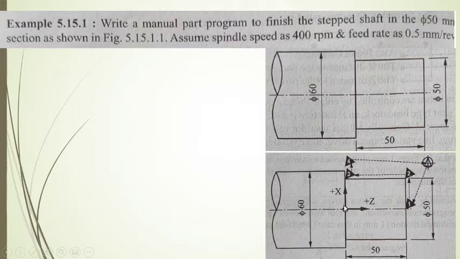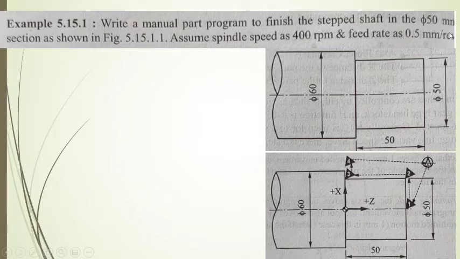This particular location is treated as job 0 location, whereas this location is treated as tool 0 position. While writing the part program, we will use this particular position as the origin and we will measure all the dimensions from this origin. Here you can see some specifications are given, and those are spindle speed, that is 400 RPM, and feed rate, that is 0.5 mm per revolution.